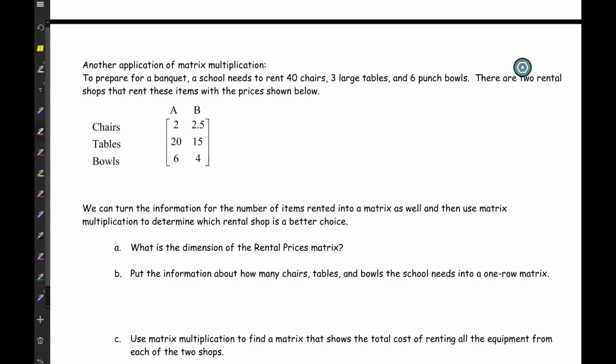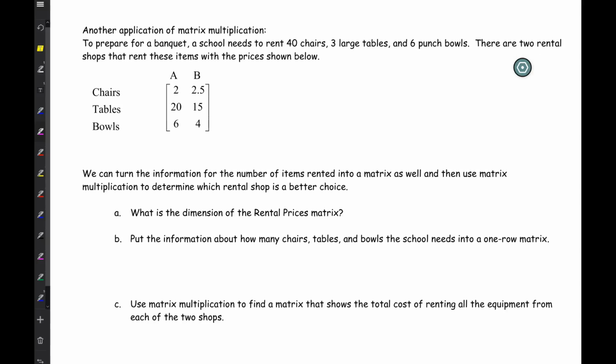This is actually a good example to look at. For example, I know a lot of the juniors right now are working on junior senior, and we're looking to buy chairs, tables, things to rent for the space, or just like vases and stuff. So it's kind of cool that we could organize data into a matrix and just see, hey, which companies would be best to buy from. So we can turn the information for the number of items rented into a matrix, as well as then use matrix multiplication to determine which rental shop is a better choice.